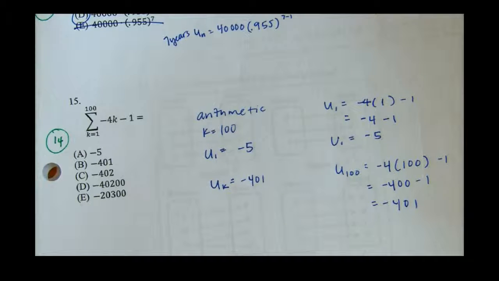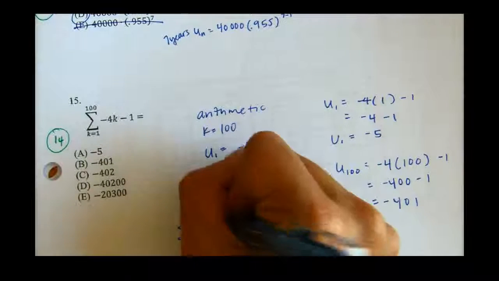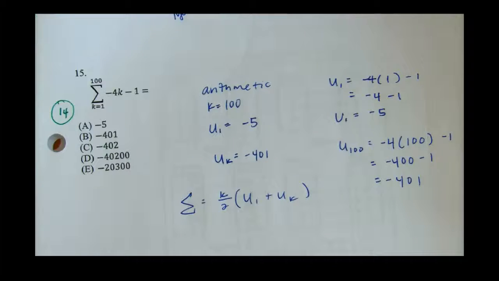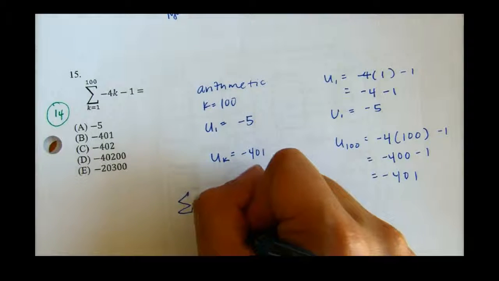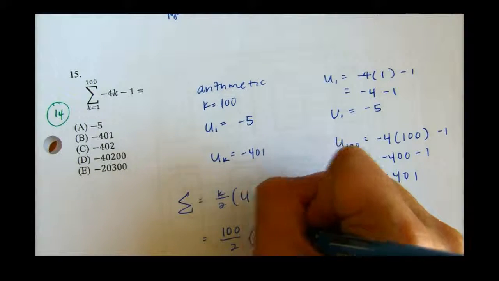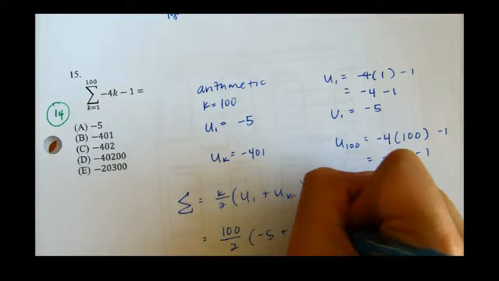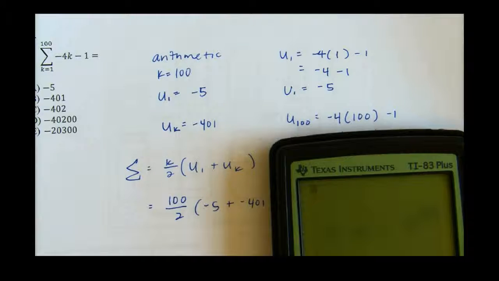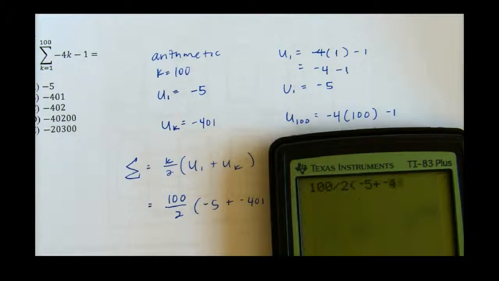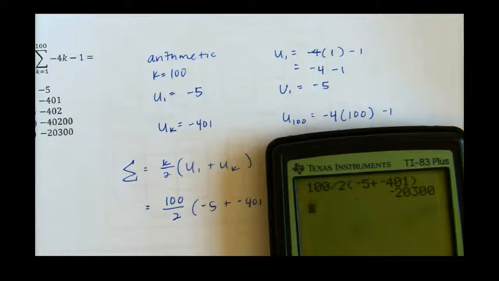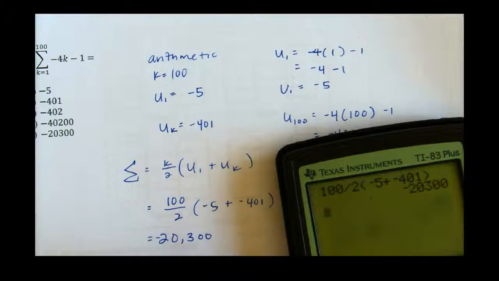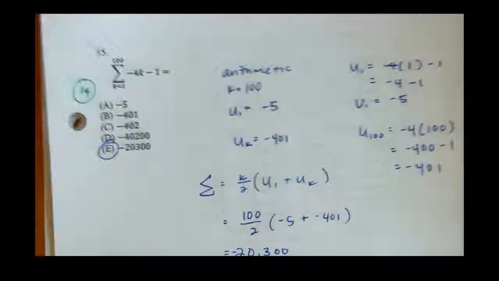From here, if I'm taking the partial sum, I'm going to take k over 2 times U sub 1 plus U sub k. I've got enough information to use that formula. So I'm going to take 100 divided by 2 times negative 5 plus a negative 401. When I plug that into my calculator, I'll end up at negative 20,300. And when I go check my answers, that is answer choice E.